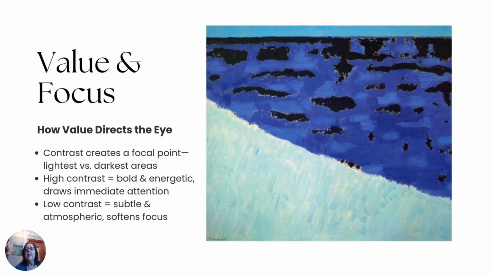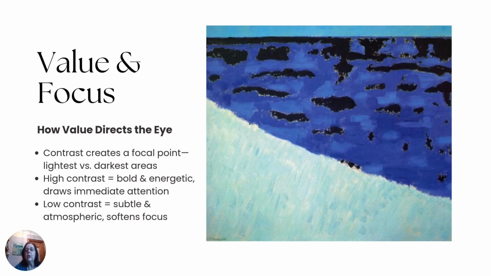Milton Avery's Seagrasses and Blue Sea is a great example of how value hierarchy shapes the way a painting is experienced. The composition is divided into horizontal bands of colour, but it's the careful organisation of light and dark that pulls focus and guides the eye. There is a light expanse in the lower portion and a deep saturated blue sea in the upper half. This strong contrast in value immediately draws attention to the meeting point between land and water, creating a natural focal area.